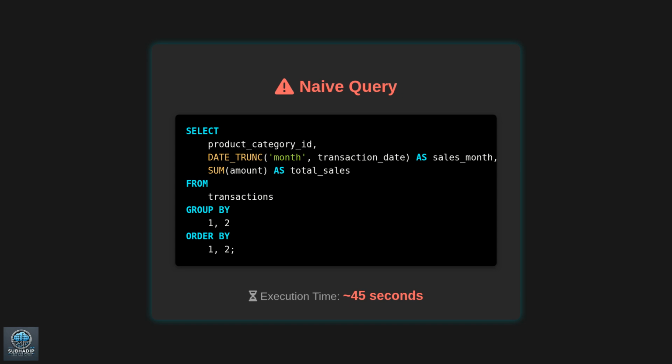Here is our naive query for sales aggregation. It groups by product category and the beginning of the month for the transaction date, then sums the amount. When we run this query on our 100 million row table, it takes approximately 45 seconds to execute. This is a lot of time and we can do better.